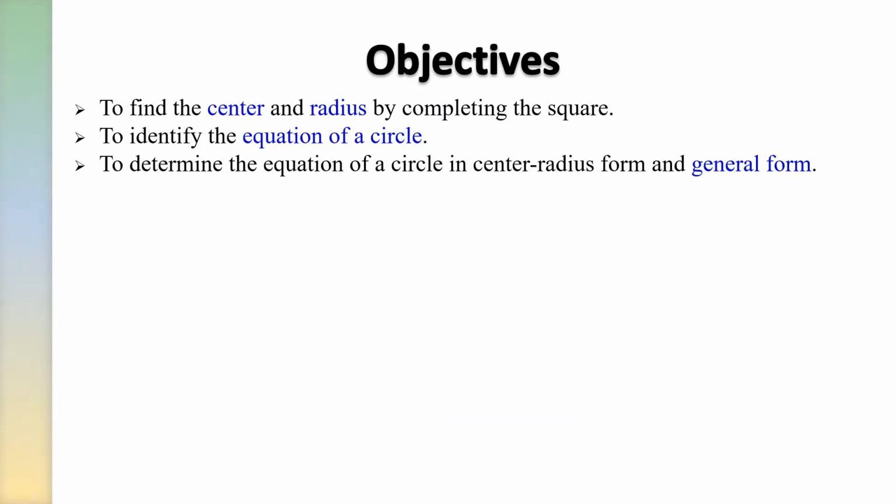In this section, we want to find the center and radius by completing the square. We also want to identify the equation of a circle and determine the equation of a circle in center-radius form and in general form.